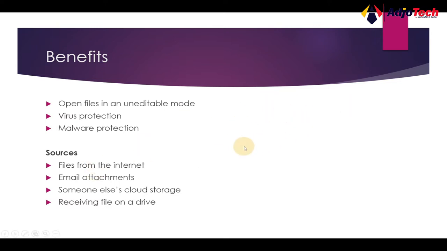So what are the sources of files that you open that may contain some of these viruses that may affect your PC? Files from the internet can do that. Email attachment files, someone's cloud storage files, or receiving files from a colleague's pen drive. So these are some of the files that can give you viruses and other things. So you need to open them in protected view, and then at least you have some percentage of security once you open them in protected view. So let's jump into action and see how to do this.